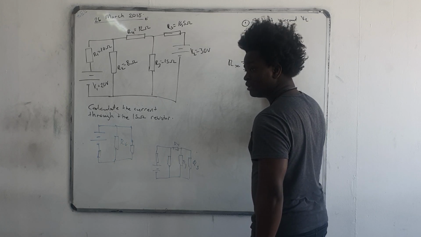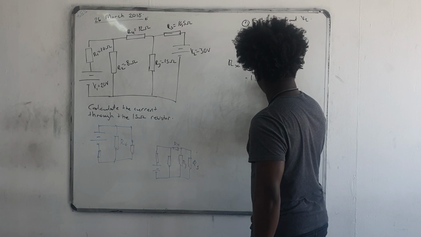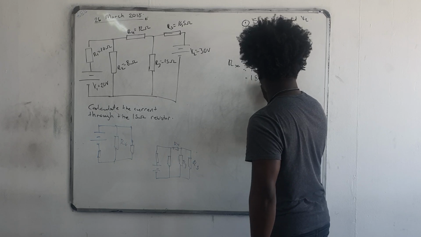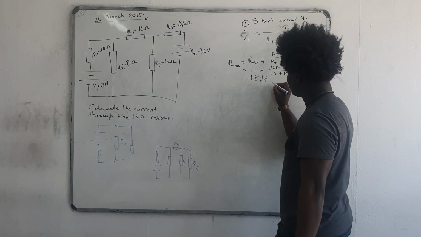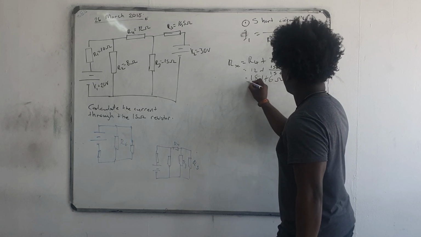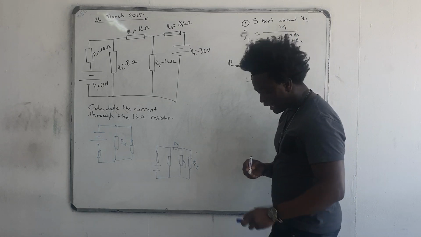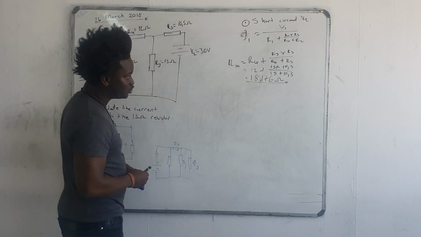17.18, 17. Yeah, so only two decimals. 6.6 ohms. Okay. Now, what this circuit looks like after we've done this, let's just redraw it.